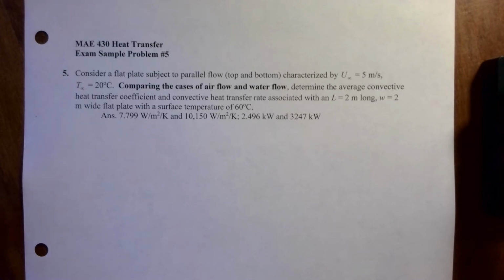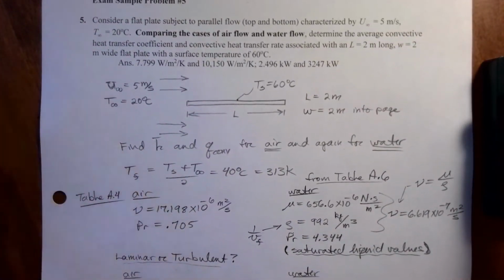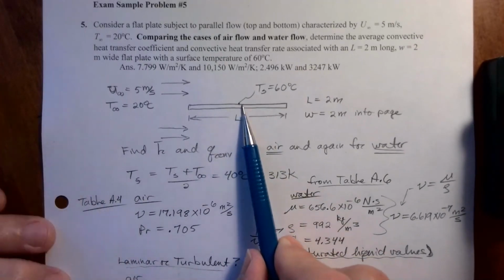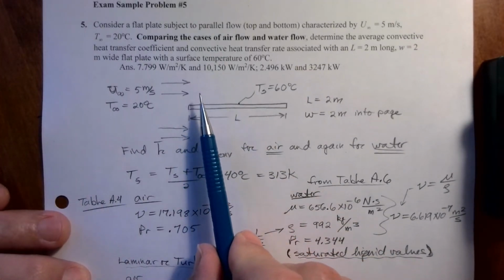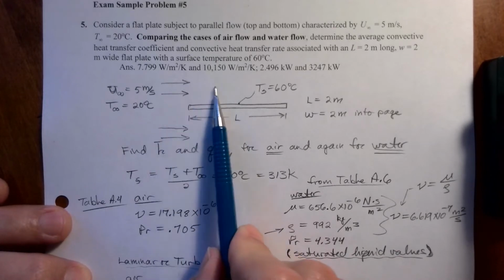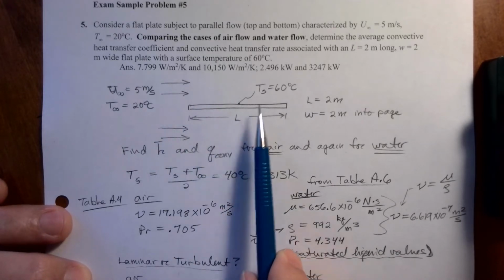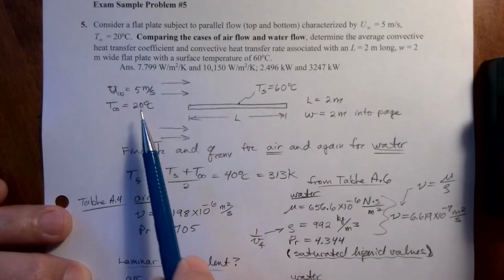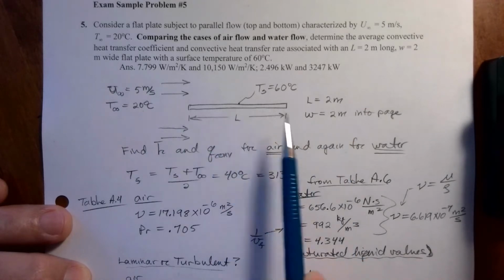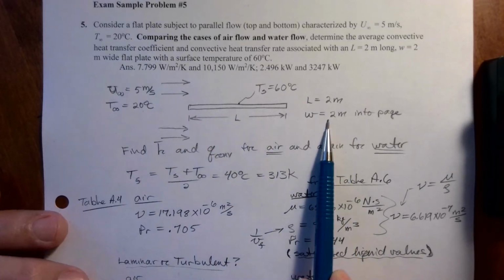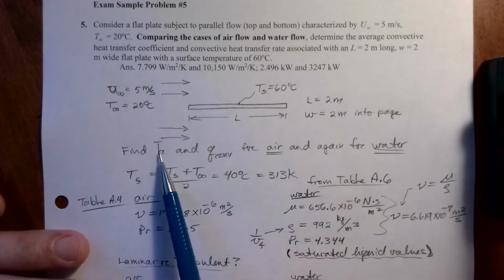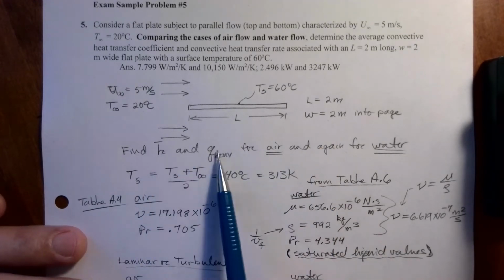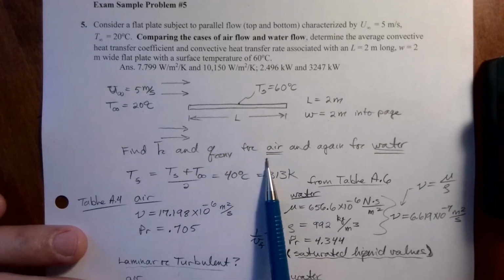So again, I'll just show you my solution. So in this case we have flow of either air or water, so we're going to work the problem twice effectively, on the top and the bottom of the plate. The plate is at 60 degrees C, the ambient fluid is at 20 degrees C, the length of the plate is 2 meters, and the width in and out of the page is 2 meters. So we need the average heat transfer coefficient, which will then be used to calculate the convection. We're going to do it for air and again for water.